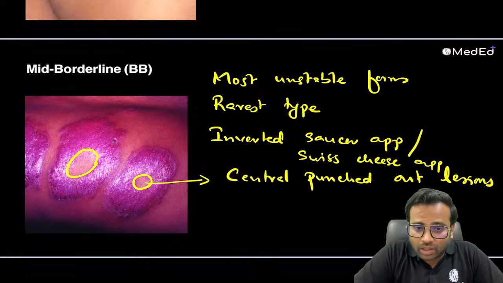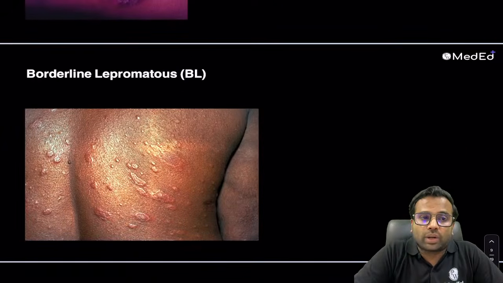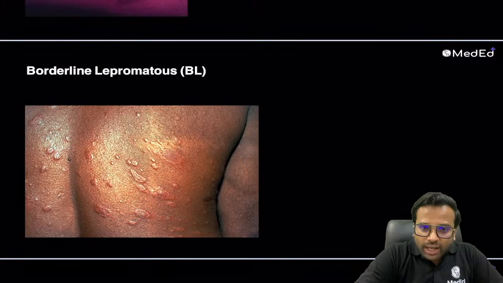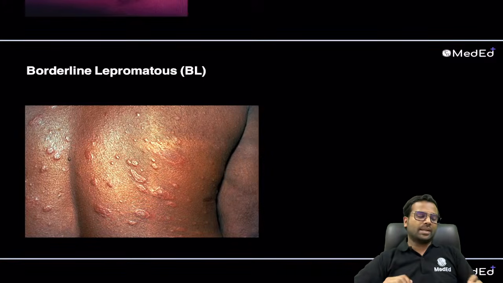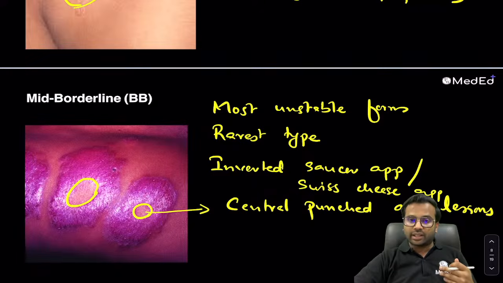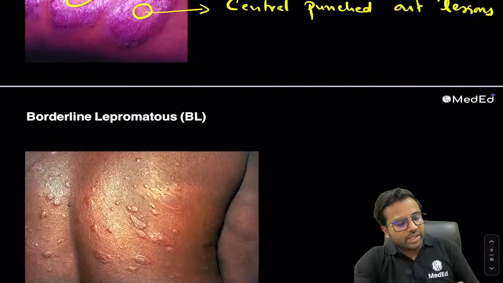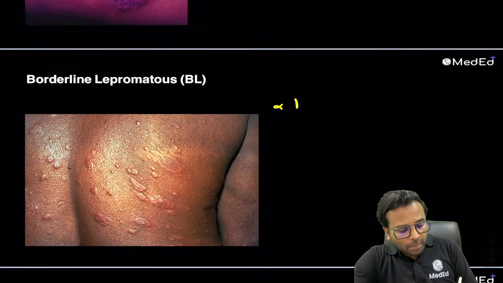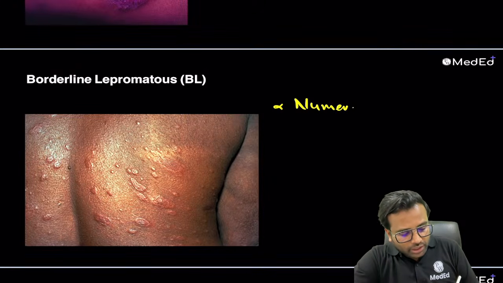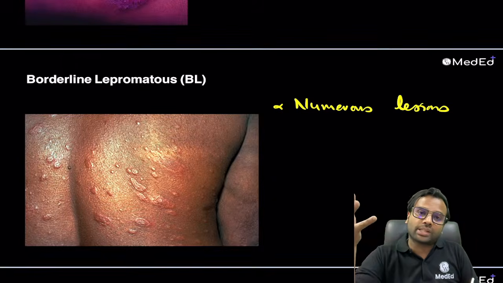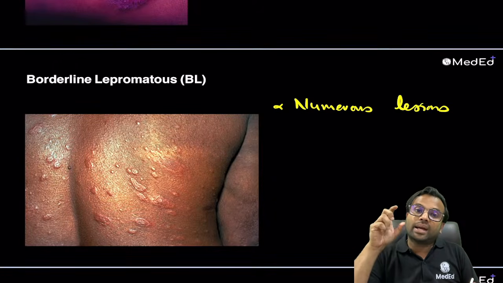Is that clear? So now let's go to the next one. Now the next one is borderline lepromatous type of leprosy. What will happen here? The number of lesions are constantly increasing, right? So when the number of lesions is constantly increasing, there will be numerous lesions. There will be so many lesions.